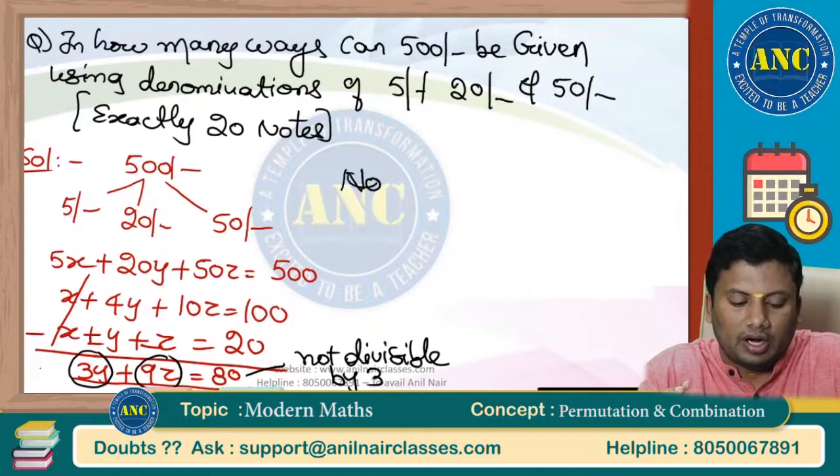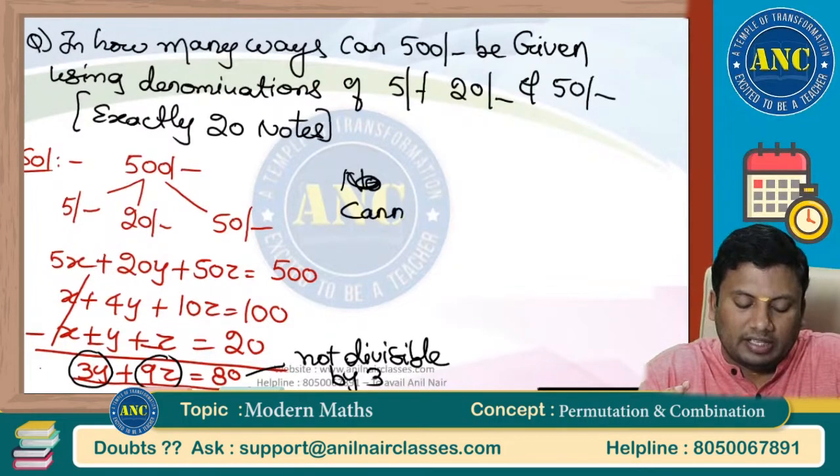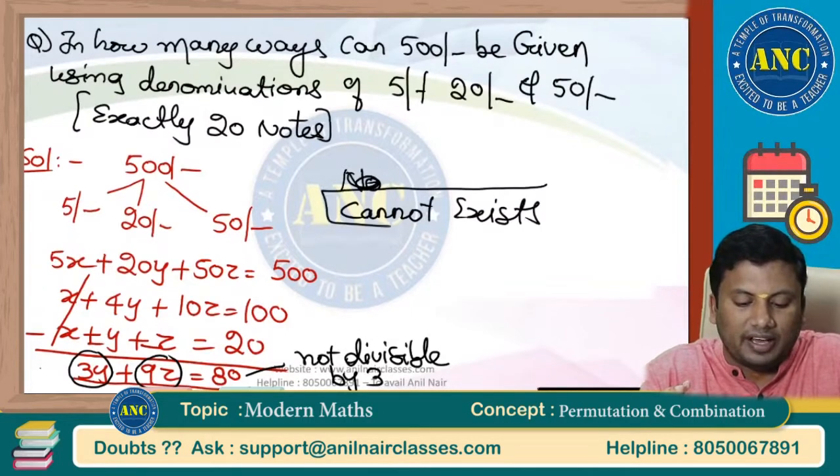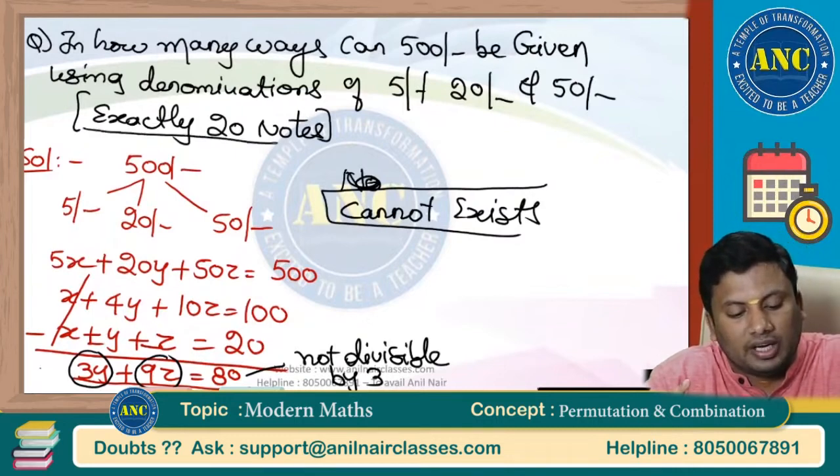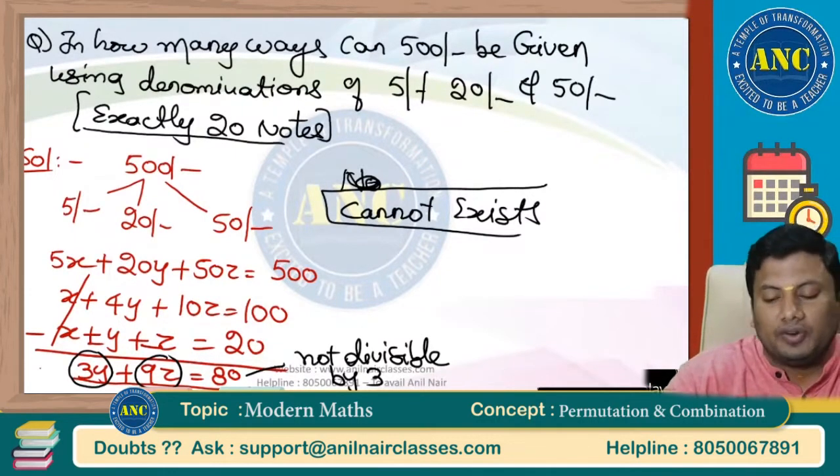So it cannot exist. You cannot give 500 rupees using 5 rupees, 20 rupees and 50 rupees, and that too using exactly 20 notes.